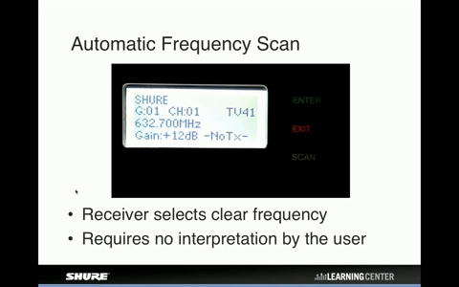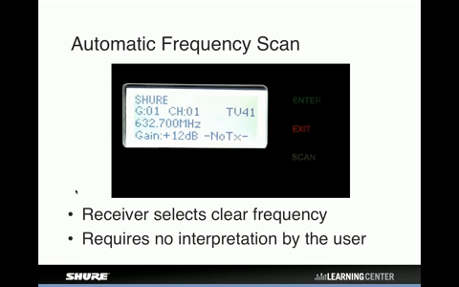And then using the scan function to make sure that the receiver picks channels within that group that are clear. So you really can't do one without the other. Always set everything to the same group in different channels, but then make sure you're taking advantage of scanning if the receiver has it, to know which channels to use.